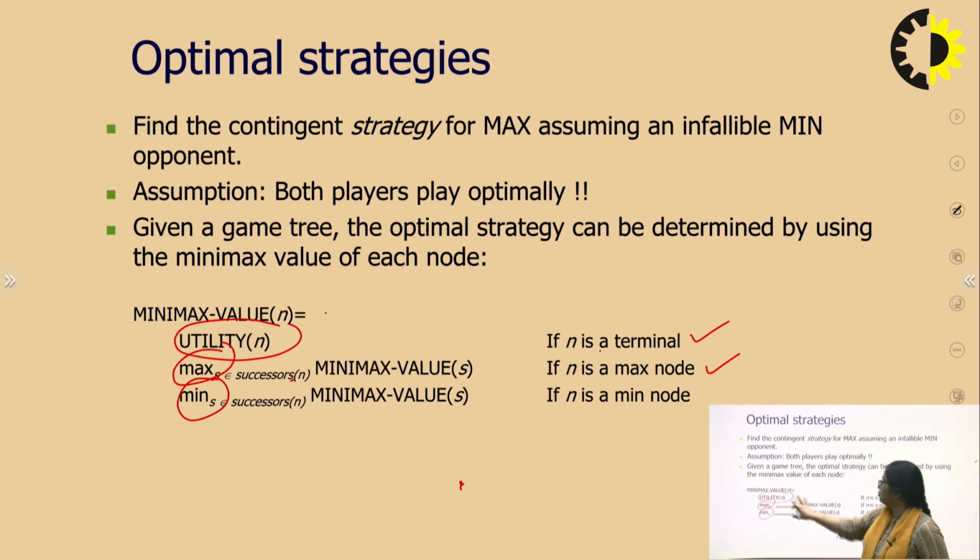So we have given here the recursive definition. The minimax value of n is the utility if n is terminal; it is the maximum value among the successors if it is a max node; and it is the minimum value among the successors if it is a min node.